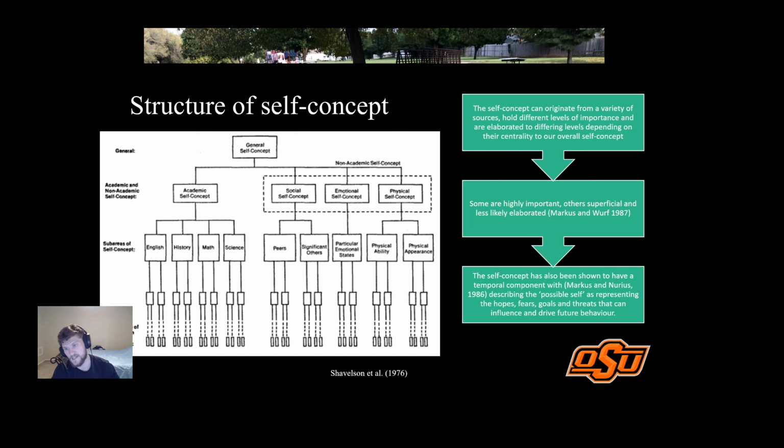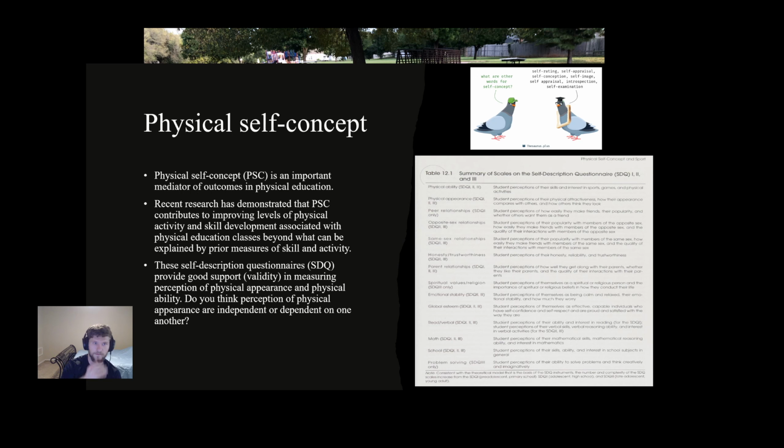So the self-concept has also been shown to have a temporal component, so the possible self as representing hopes, fears, goals, and threats that can influence and drive future behaviors. Cool. How do we measure it? How do we define it? So the physical self-concept, or PSC, is an important mediator of outcomes in physical education.